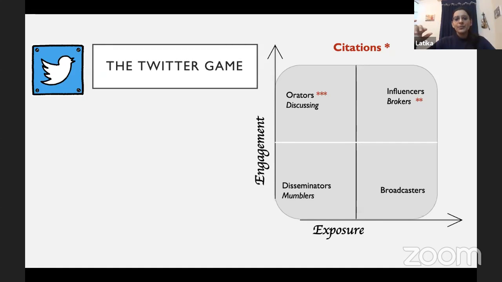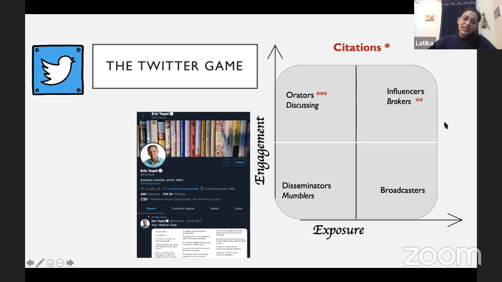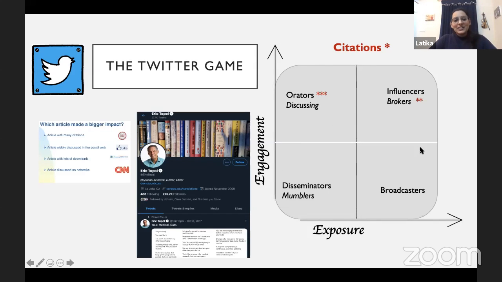And the more it becomes a thread, the more people are tagged, the engagement increases, and then the visibility goes up. It spreads, you know. So that correlates with citations the most, especially if it's discussed, remembered, analyzed and dug into. And then there are the influencers. If you're Eric Topol, who has a zillion followers and has written a book, and he tweets about all the awesome stuff, then if he tweets your stuff, it definitely gets noticed. So that is another thing. Which article made a bigger impact? Articles with many citations, maybe they've been successful at changing your viewpoint slightly. Even articles which are widely discussed on the social web, or have a lot of downloads, or are discussed on networks, also have some kind of success, maybe a different kind of success, but it is success nevertheless.